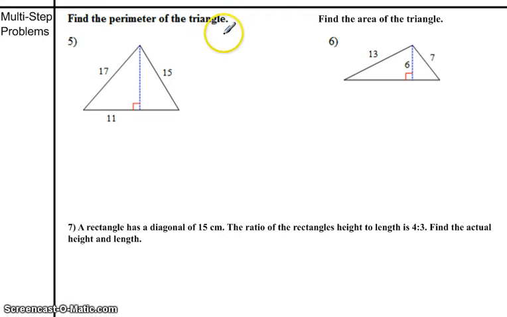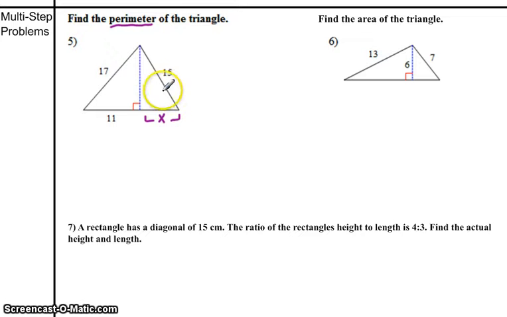Now the first thing you want to do is make sure you know what's asking. Perimeter refers to the outside length of that triangle. So 17 plus 11 plus 15 plus this unknown length right here. We'll call that x. Now how can I figure out what x is going to be so I can add these all together and find the perimeter?